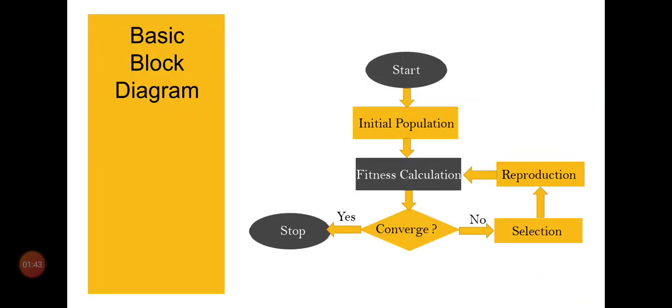This is the basic block diagram. For this lecture, we will be talking about how to generate the initial population, then how to calculate the fitness function, then how to select from the mating pool. After the selection, how to do the crossover and mutation, which are the reproducing stages. So now let's start the code.